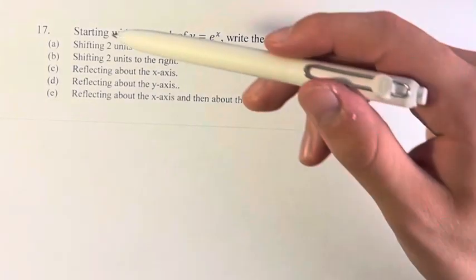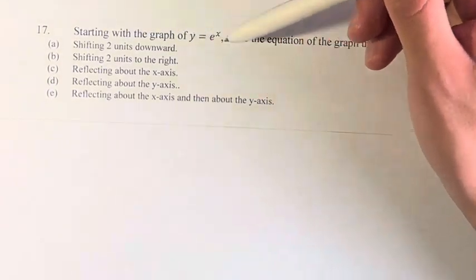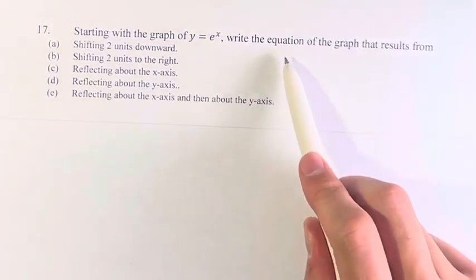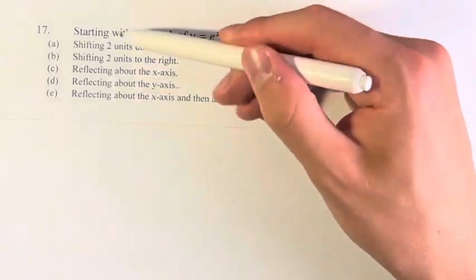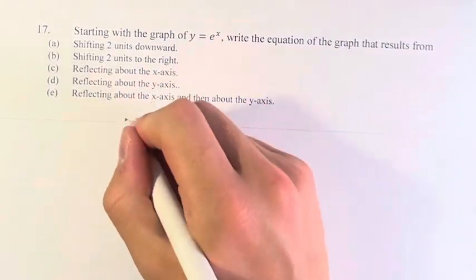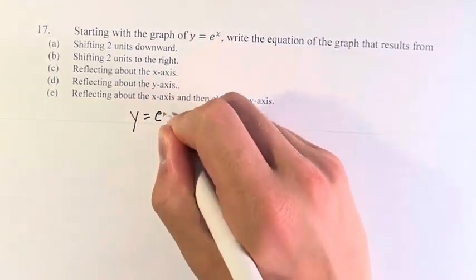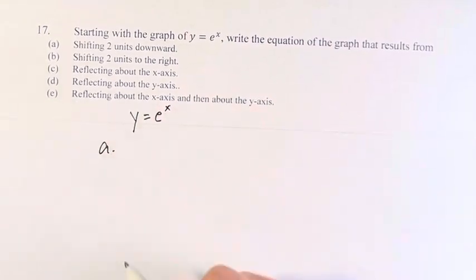In this problem, we are asked to start with the graph of y equals e to the x and write the equation of the graph that results from all of these transformations. So we're starting with y equals e to the x. For a, we are asked to shift 2 units downward.